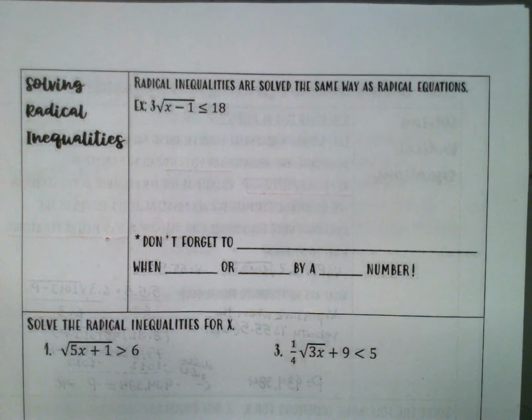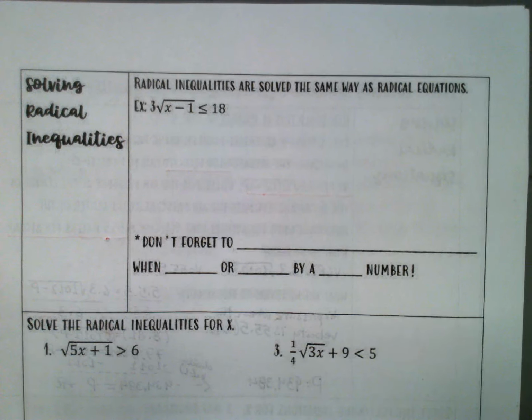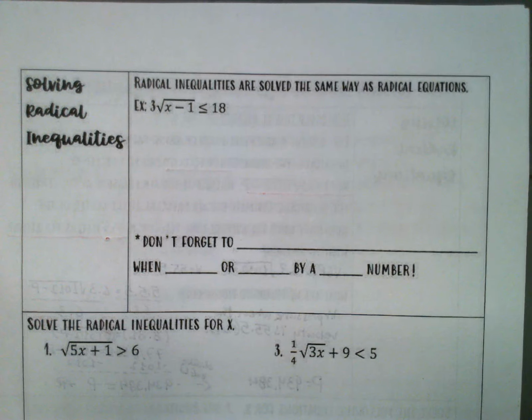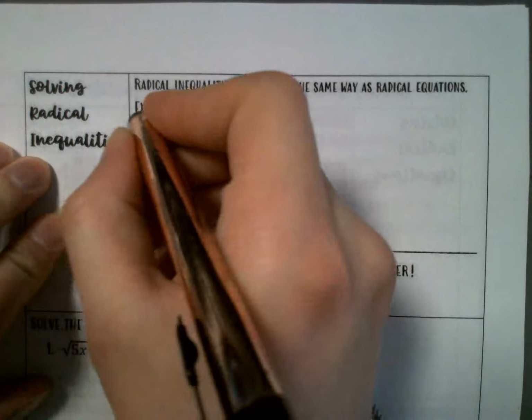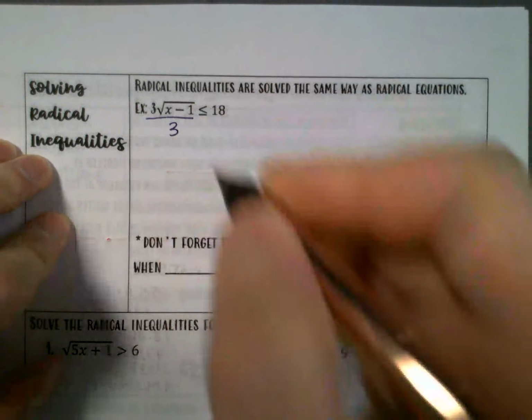Okay, first things first. Radical inequalities are solved the same way as radical equations. So just pretend the symbol's an equal sign for right now. Nothing's going to change majorly yet. Yet being the key word. All right? First things first, we're going to divide by 3.